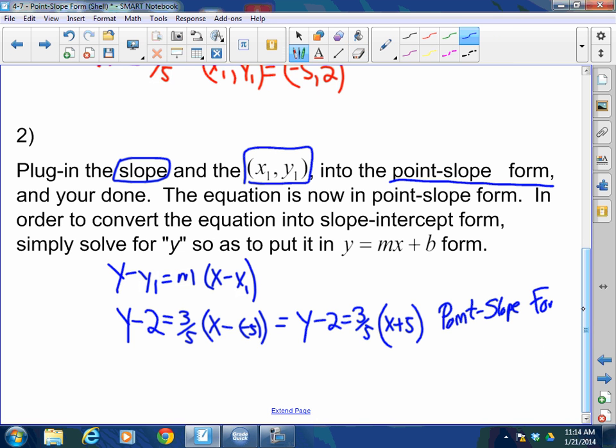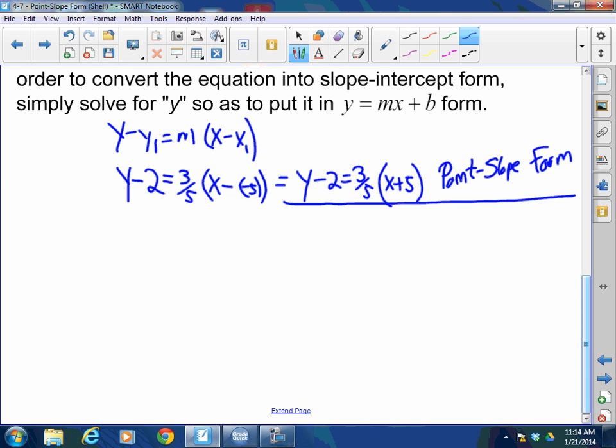Guys? That is in point slope form. You with me? Now, did they ask for it in point slope form or slope intercept form? Slope intercept. So slope intercept form equals y equals mx plus b, right? So how do I get this into slope intercept form? What do I have to solve for?